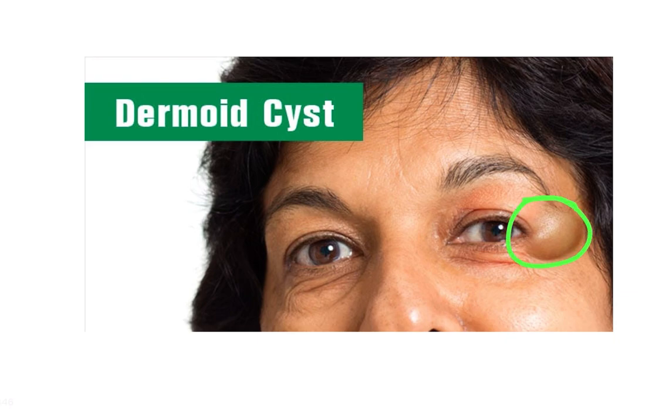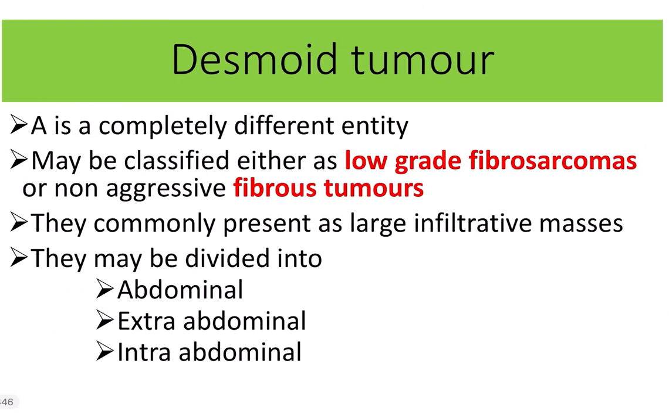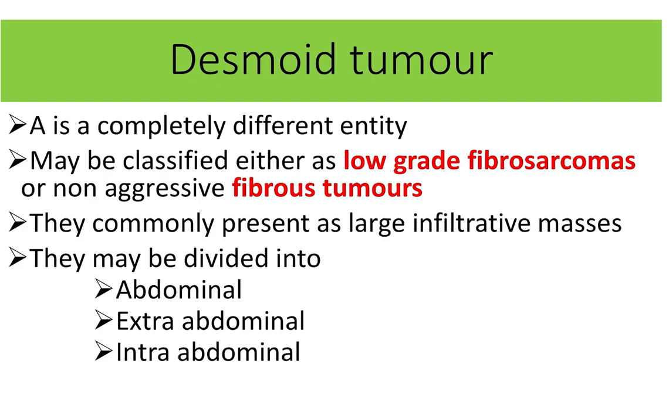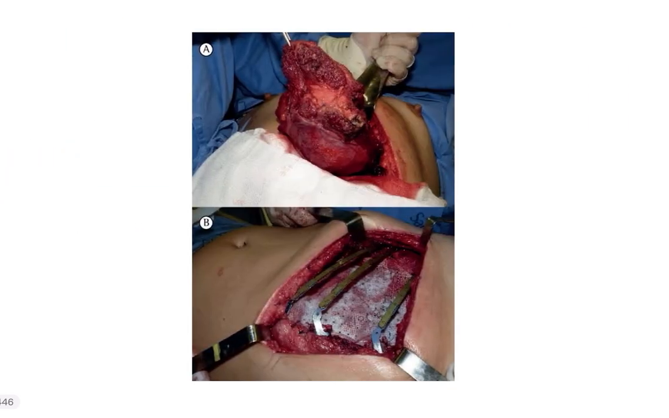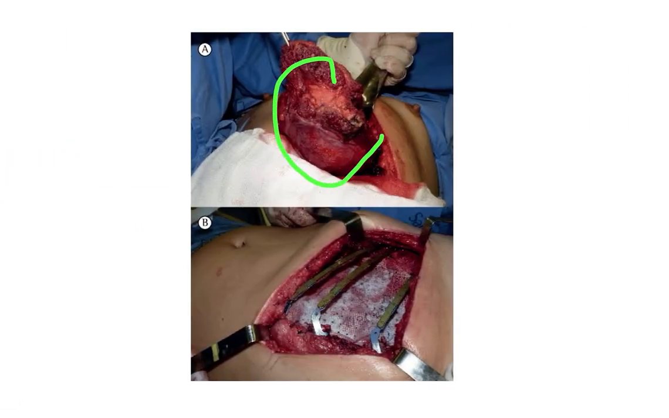So here we can see the dermoid cyst. This is the outer angle of the eye. Now the desmoid tumor, whose name is very close to dermoid tumor, is very different. The desmoid tumor is completely different from the dermoid tumor. It is a low-grade fibrosarcoma or non-aggressive fibrous tumor, arising from fibrous tissue and muscle tissue. It is of musculoaponeurotic origin, and commonly presents as a large infiltrative mass that may be divided into abdominal, extra-abdominal, and intra-abdominal. Here we can see a desmoid tumor.